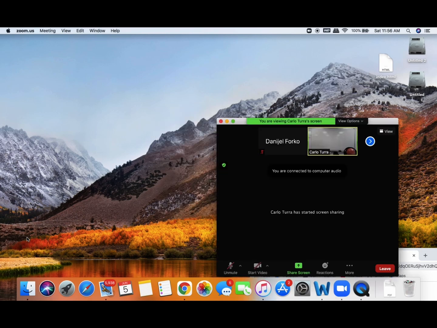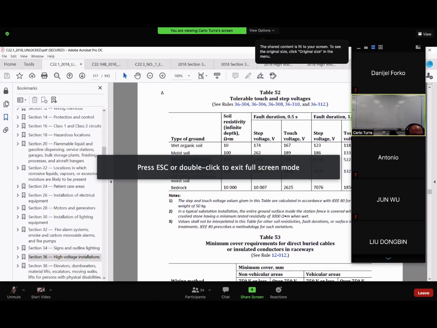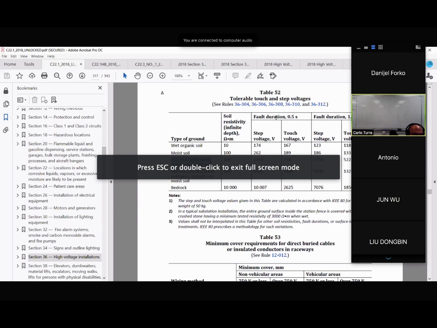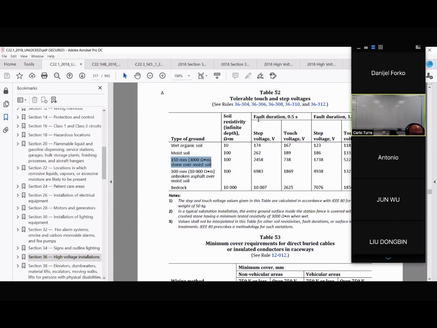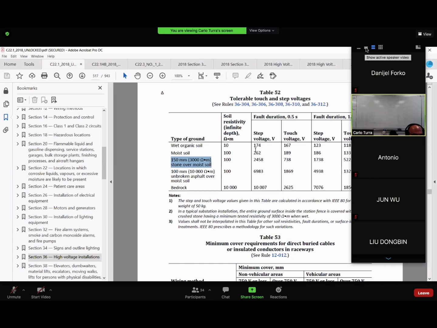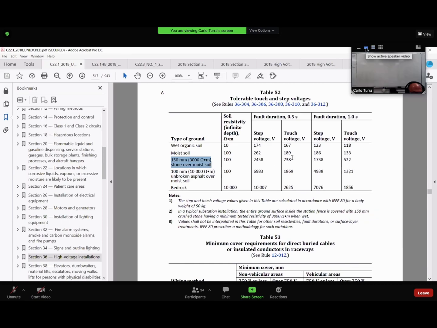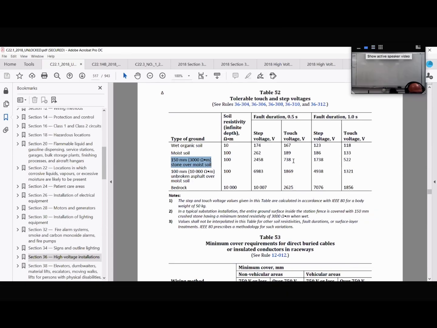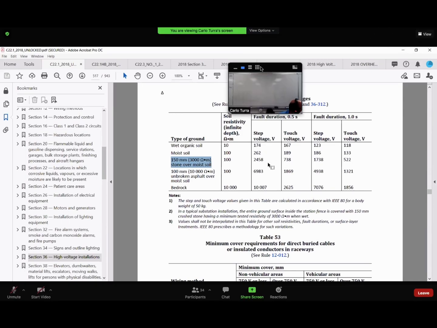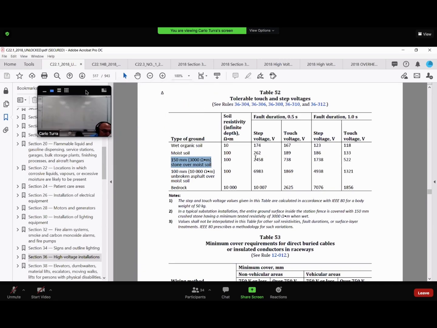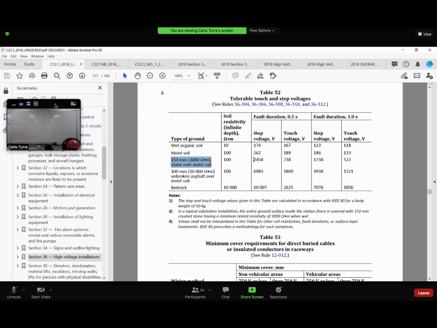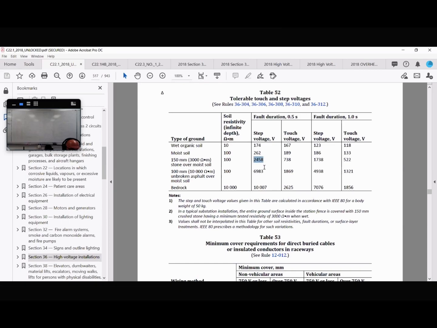What would our touch and step voltages be? Duration of half a second. What do you think? Am I highlighting it? Your step voltage could not be any greater than 2458 volts, and your touch voltage could not be greater than 738 volts.